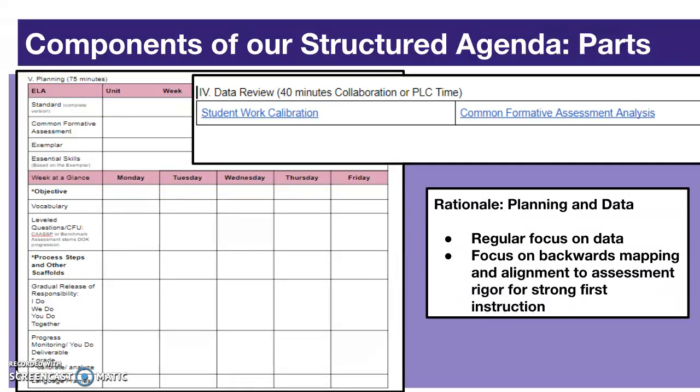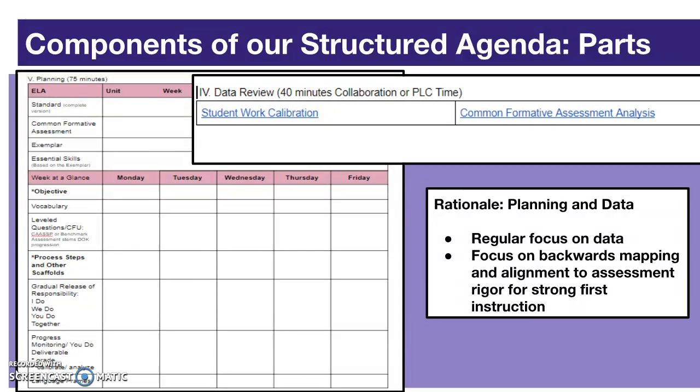Teachers do have a couple of things they could work on. We have a student work calibration protocol and a common formative assessment protocol. We actually have a third protocol for our benchmark or interim analysis that is not linked in because we're working on revising it, but that will also be addressed in the third screencast.